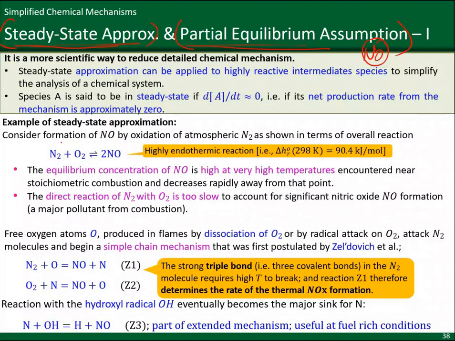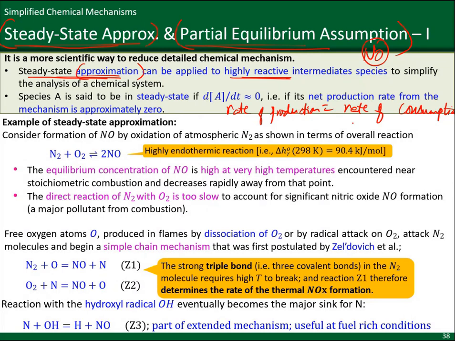All right. So let's start by looking at this steady state approximation again, what it means, and then let's start by talking about the formation of nitric oxide. So when we say the steady state approximation, we typically apply the steady state approximation to very highly reactive intermediate species, right? And it's a reasonable approximation because when we're dealing with very, very highly reactive species, radicals and others, they tend to get formed and consumed very quickly. So essentially, the rate of production is equal to the rate of consumption.